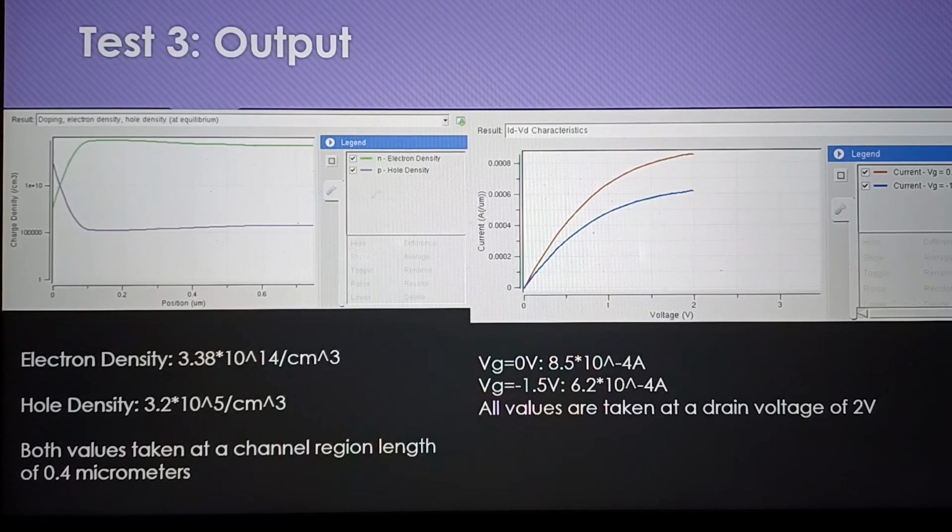For the current and gate voltage chart, I'm unsure why, but I had it set to go from 0 volts to -2 volts, and for some reason the simulation just gave me 0 volts and -1.5 volts, and I couldn't figure out how to get it back. So at a gate voltage of 0 volts, the current is 8.5 times 10 to the -4th amps, and at -1.5 volts, it's 6.2 times 10 to the -4 amps. So a lot less current is able to flow through the device.